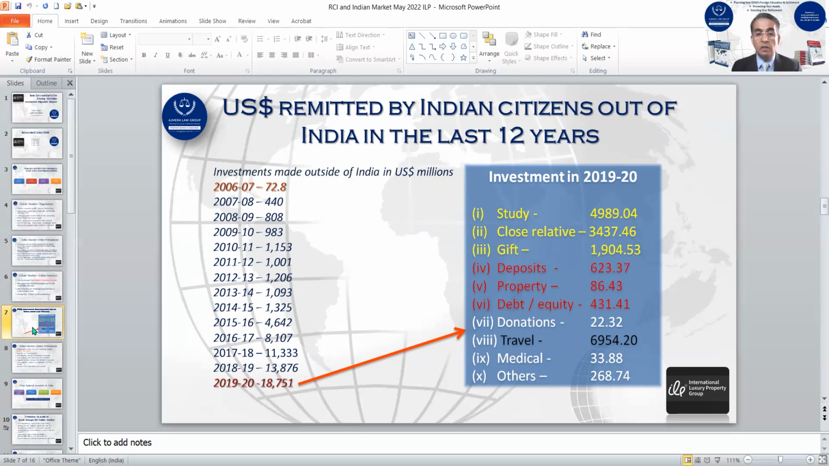If we further break down this number, you will see that almost $10 billion is being remitted by Indian parents for their children's education and living expenses. Whereas investment into financial instruments, property, deposits or debt instruments is only less than $1 billion.